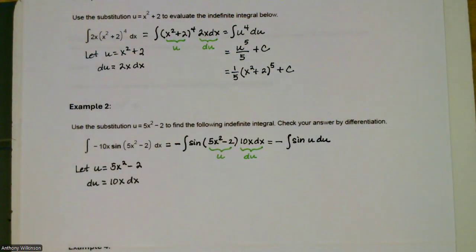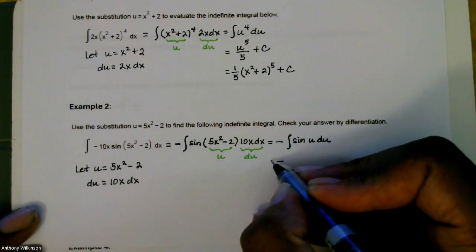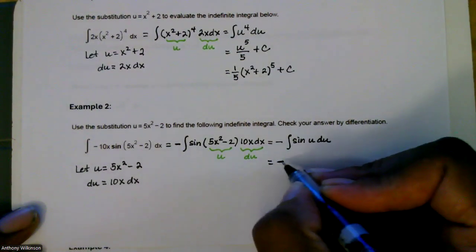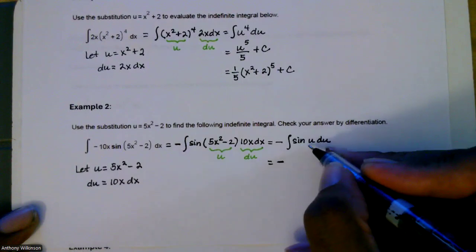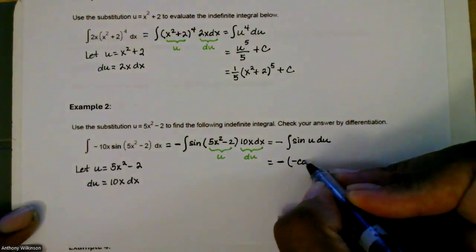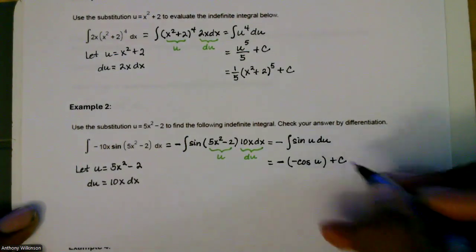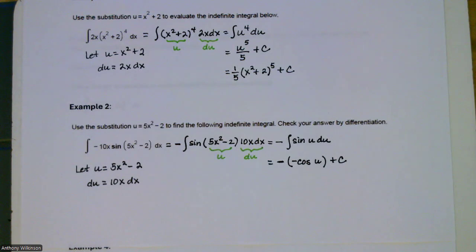Negative of the integral of sine of u du. Now let's find out what the integral of sine of u will be. So I'm going to bring down this negative. The integral of sine of u du will have to be negative cosine of u. And then we include the plus c. Okay, that's one of our integrals of our 6 trigonometric functions here.